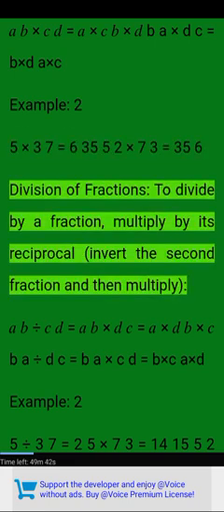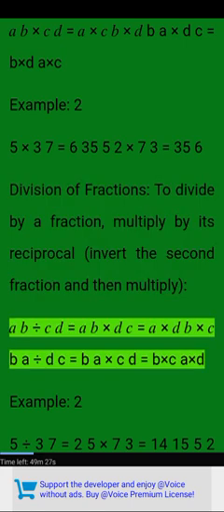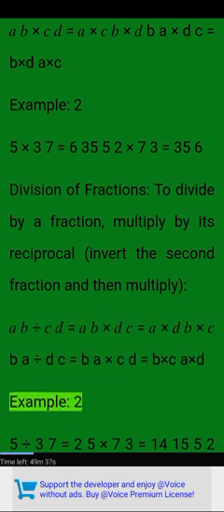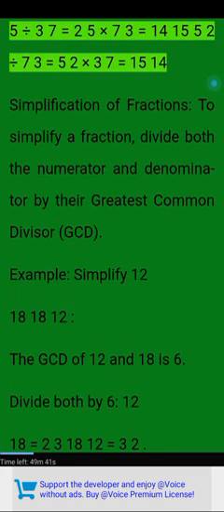Division of fractions. To divide by a fraction, multiply by its reciprocal: invert the second fraction and then multiply. a/b divided by c/d equals a/b times d/c equals (a times d)/(b times c). Example: 2/5 divided by 3/7 equals 2/5 times 7/3 equals 14/15.